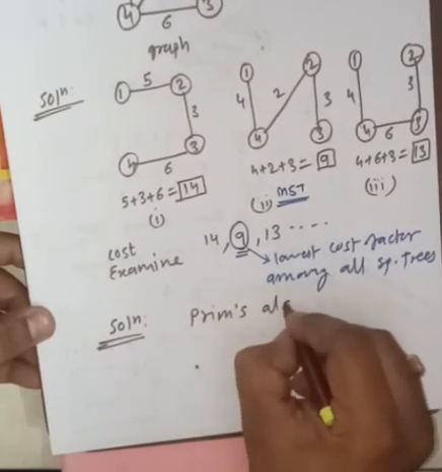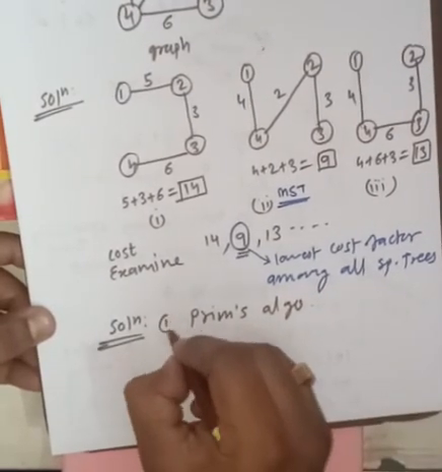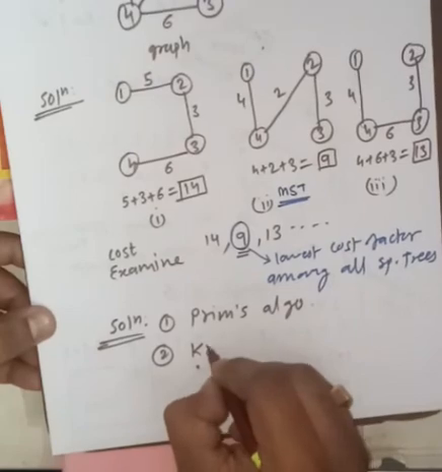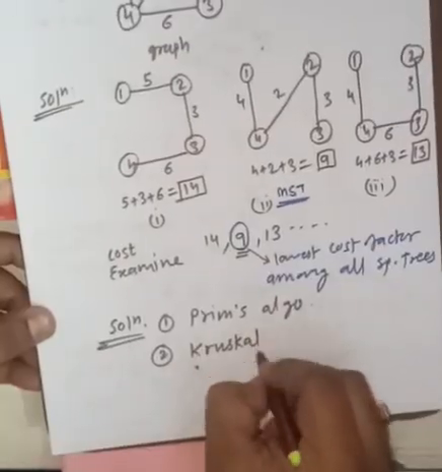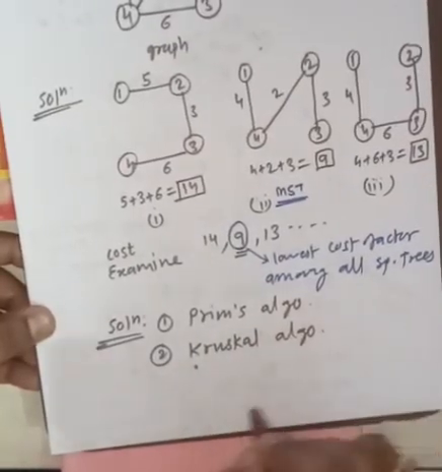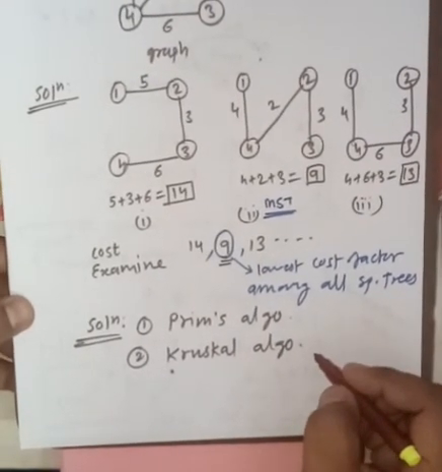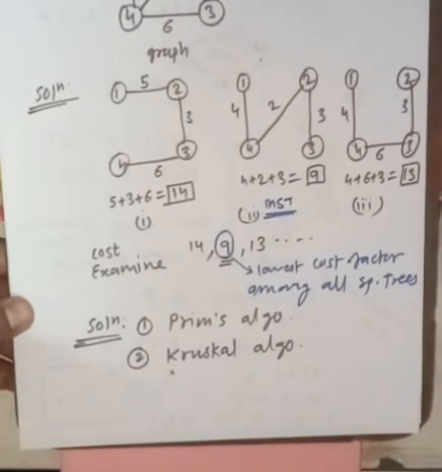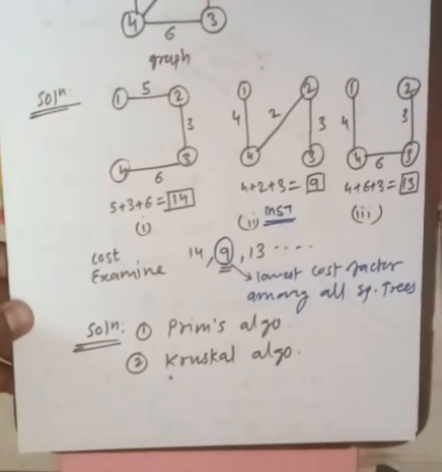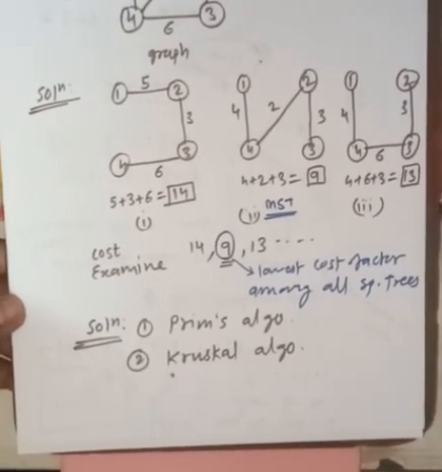The solution to the above approach is Prim's algorithm, and the second one is Kruskal's algorithm. So these are basically 2 algorithms we will take help of to find out the cost. Thank you, and in the next lecture we will see these 2 algorithms.